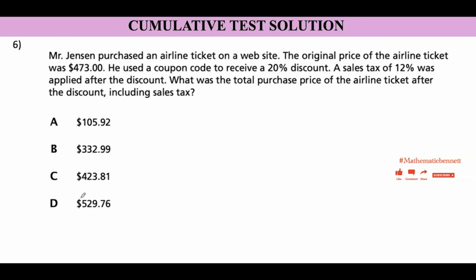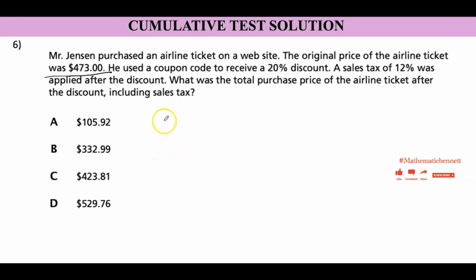Mr. Jensen purchased an airline ticket on a website. The original price of the airline ticket was $473. He used a coupon to receive a 20% discount. A sales tax of 12% was applied after the discount. What was the total price of the airline ticket after the discount, including sales tax?